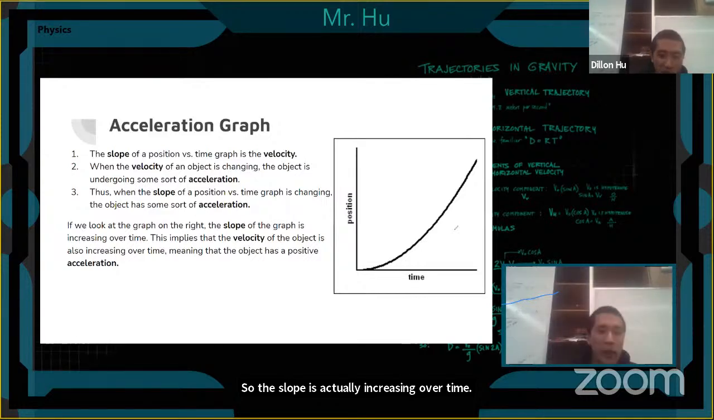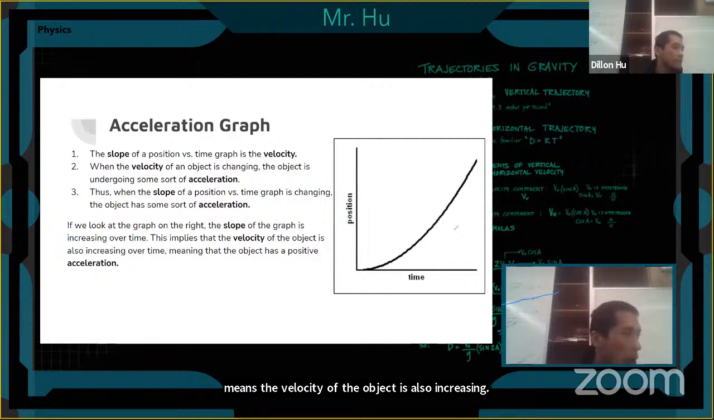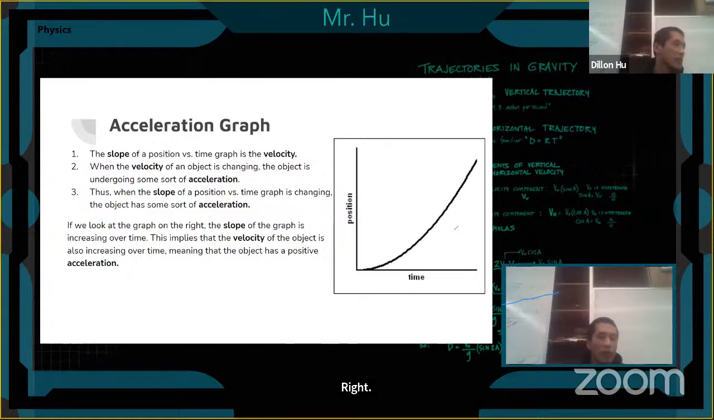At the beginning, the object is not moving very fast, so the position is not changing very quickly. Around the middle, the slope is a little bit bigger. And towards the end, the slope is pretty steep. So since the slope is increasing, that means the velocity of the object is also increasing, which means that the object has a positive acceleration. The slope is getting bigger.